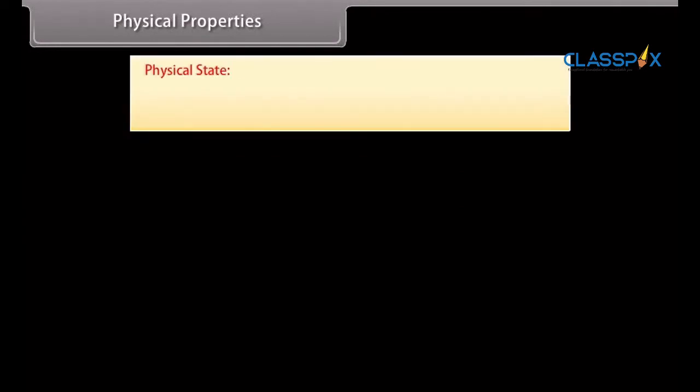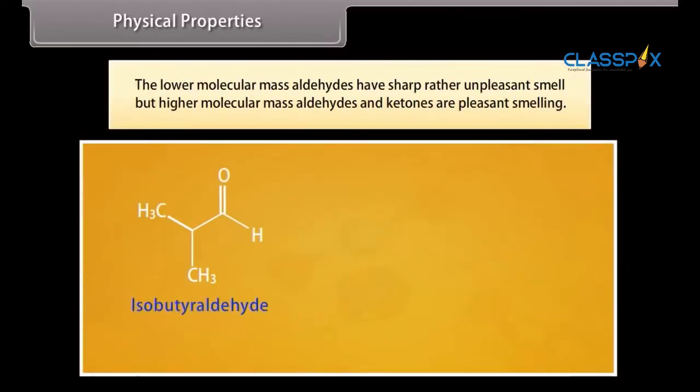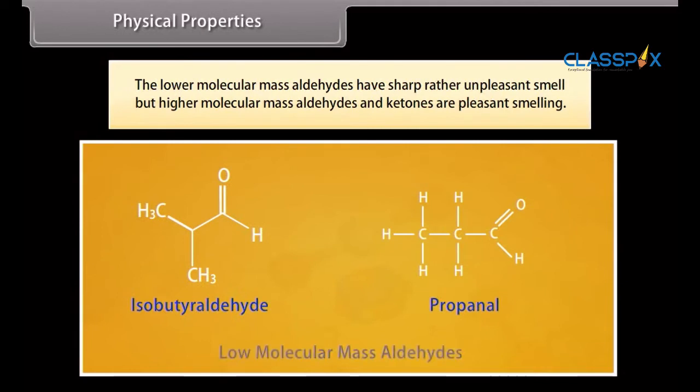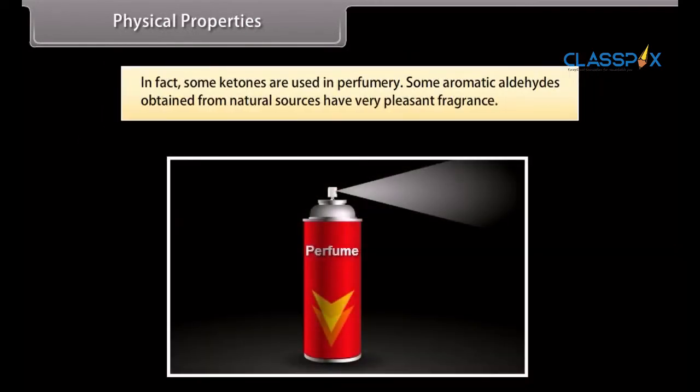Physical properties. Physical state. Except formaldehyde, which is a gas at room temperature, most of the common aldehydes and ketones are liquid at ordinary temperature. The lower molecular mass aldehydes have sharp, rather unpleasant smell, but higher molecular mass aldehydes and ketones are pleasant smelling. In fact, some ketones are useful in perfumery. Some aromatic aldehydes obtained from natural sources have very pleasant fragrance.